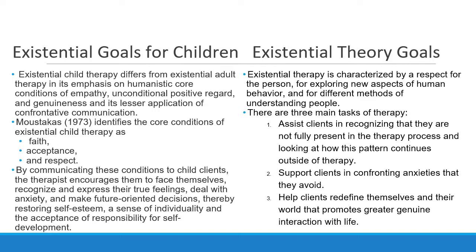That last slide was a little bit on the nature of the person and the maladjustment. So here we go. Here's our existential goals for children. Existential child therapy differs from existential adult therapy in its emphasis on humanistic core conditions of empathy, unconditional positive regard, and genuineness, and its lesser application of confrontive communication. So we're kind of going back to what Rogers said, those core conditions, and we're using less confrontive communication than we would with adults in existential therapy.